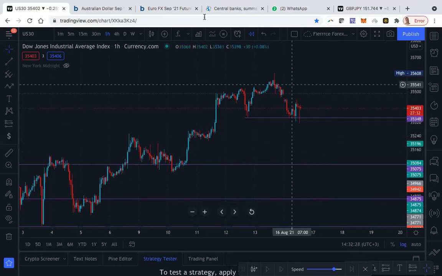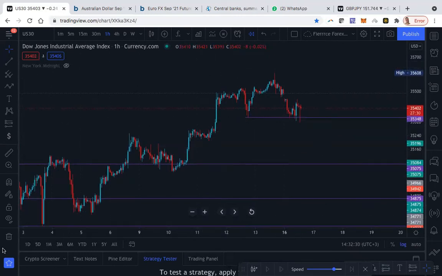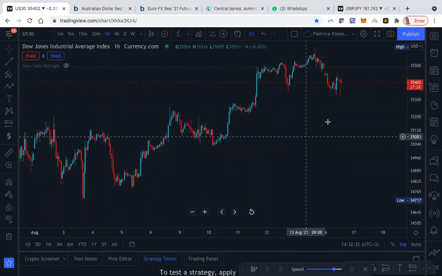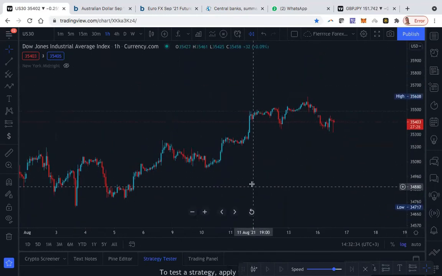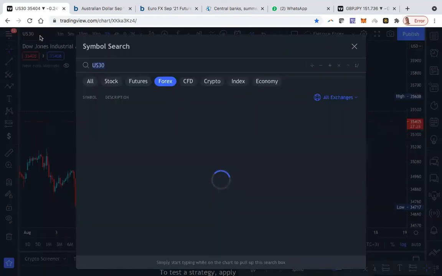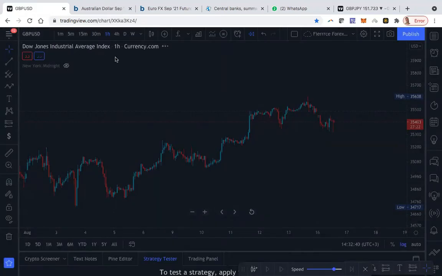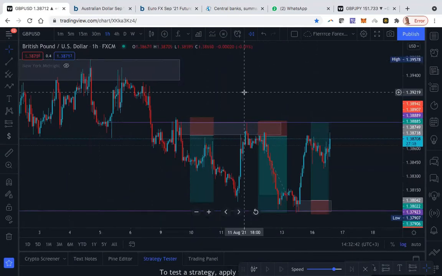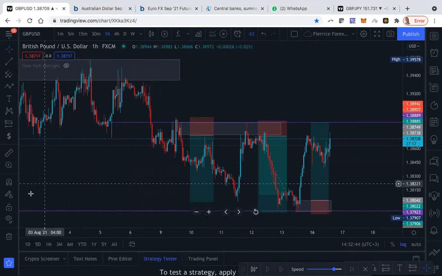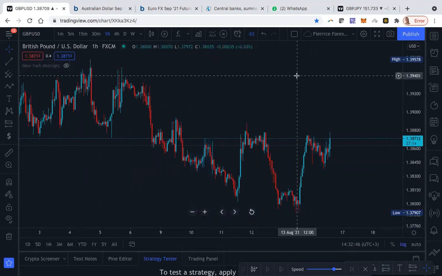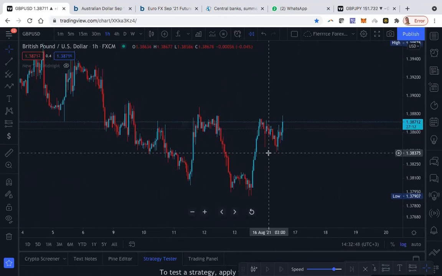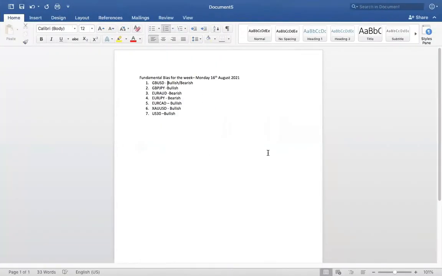So that being said, we are here. It's a brand new week, so I'm just going to clear my charts. What I think I'm going to look at first is GBP USD. Okay, so first of all, I just want to see.